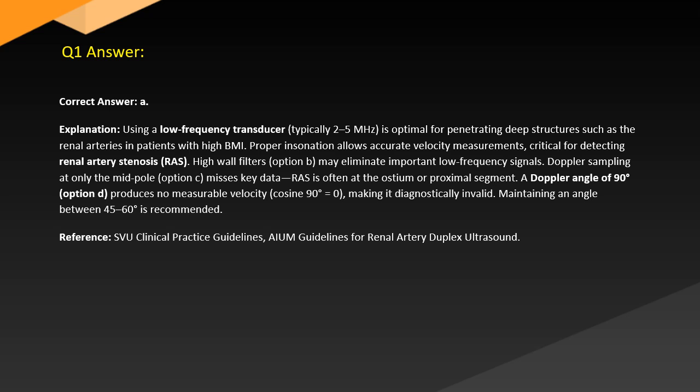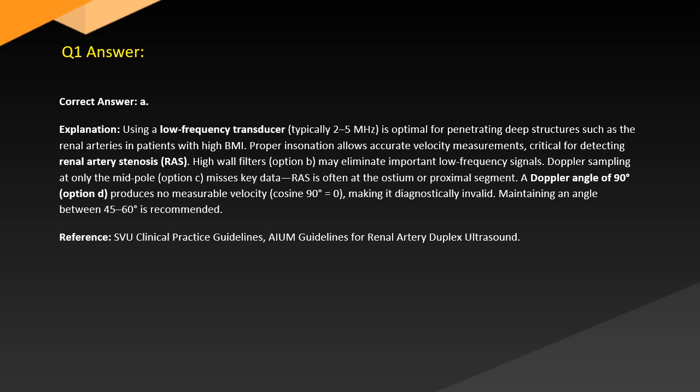Answer. Correct answer: A. Explanation. Using a low-frequency transducer, typically 2 to 5 MHz, is optimal for penetrating deep structures such as the renal arteries in patients with high BMI. Proper insonation allows accurate velocity measurements, critical for detecting renal artery stenosis.